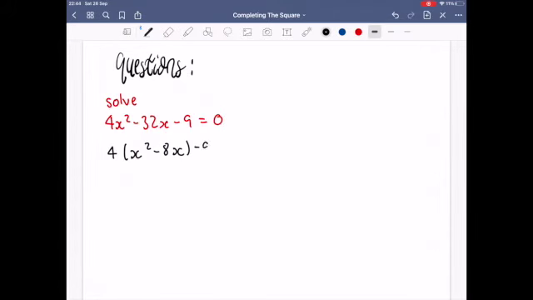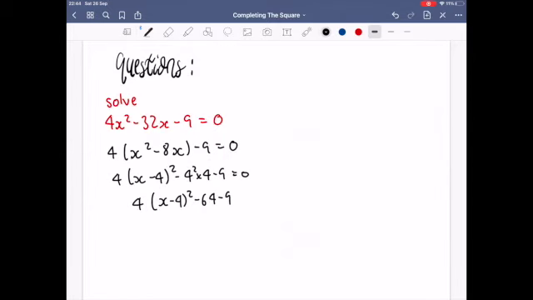So we would take 4 out, 4(x squared minus 8x minus 9). Then we would halve the coefficient of x, so that's minus 4, and take away q squared times p, which is 4 squared times 4. Then we would continue with this, so 4 squared is 16, times 4 would give us 64, and take away 9 equals 0. So simplifying this, 4(x minus 4) squared minus 73 equals 0.